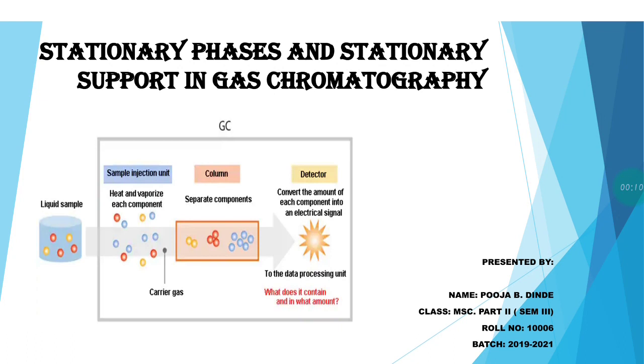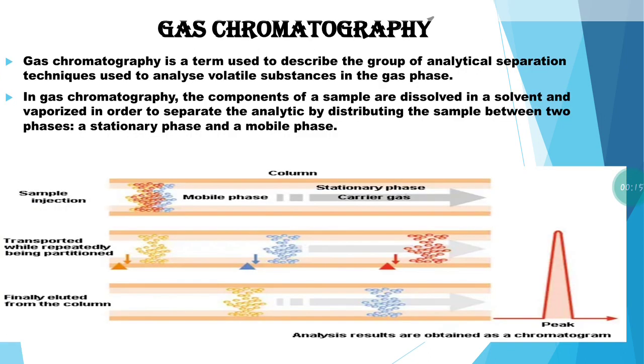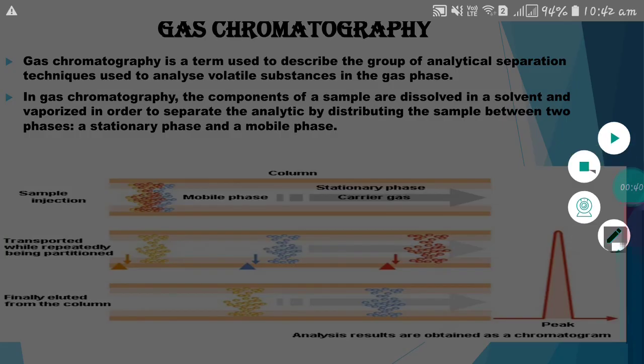My topic is stationary phases and stationary support in gas chromatography. Before we start, I would like to introduce the topic, gas chromatography, basically. Gas chromatography is a term used to describe the group of analytical separation techniques used to analyze volatile substances in a gas phase. In gas phase chromatography, the components of the sample are dissolved in solvent and vaporized in order to separate analytes by distributing the sample between two phases, stationary phase and mobile phase.